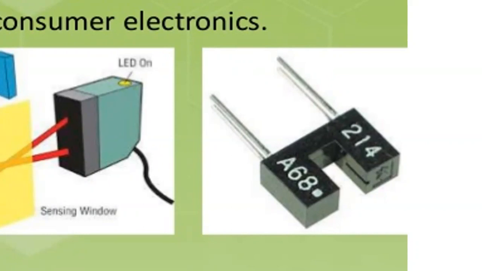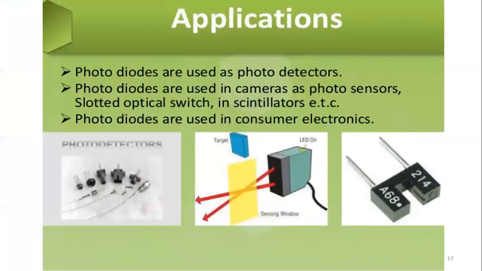So we will get the RPM, or we will sense whether an object is present or not. So this is one of the applications. Okay, so this was the photodiode.